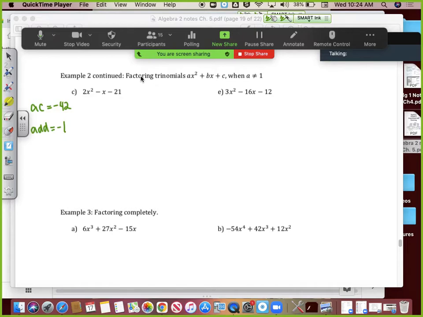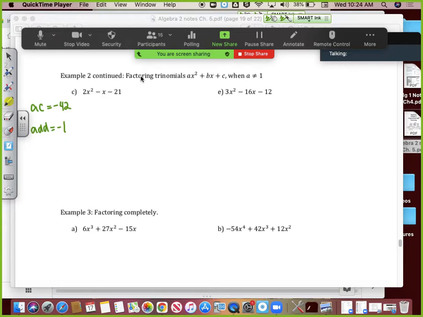Once you have 2 lucky pairs, which is 6 and negative 7, you take this and rewrite negative 1x as these 2 pairs that you have here: 2x squared plus 6x minus 7x minus 21. And that always is the same no matter what.